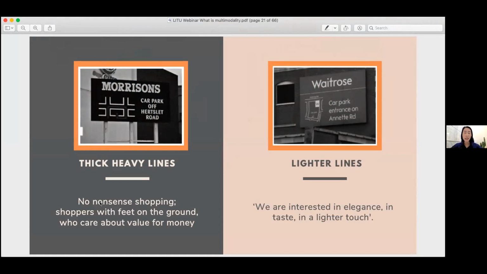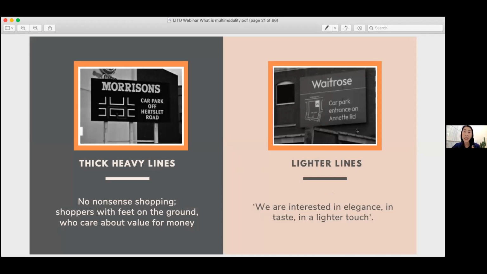So it stands for no nonsense shopping. Shoppers with feet on the ground who care about value for money. You just go there, get your stuff, get whatever you want and leave. But then for Waitrose, it feels lighter.